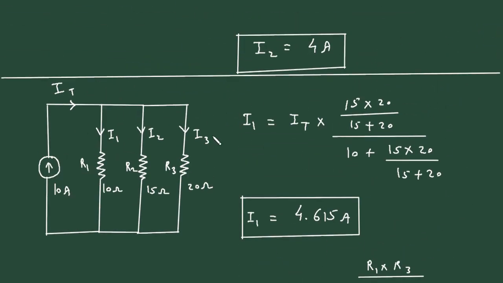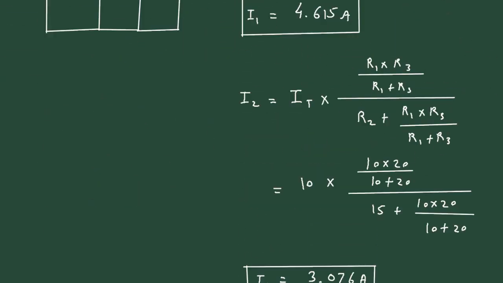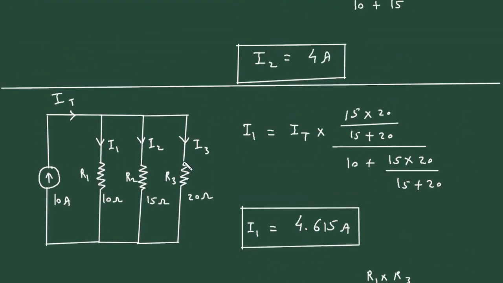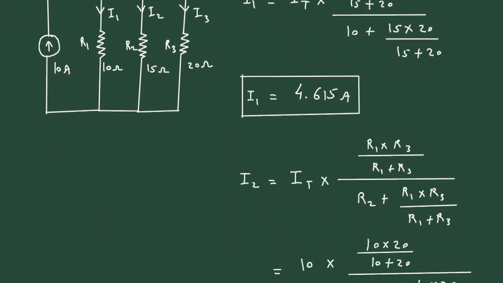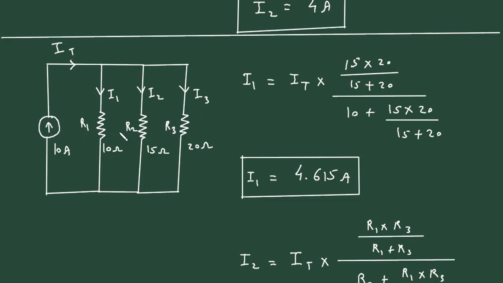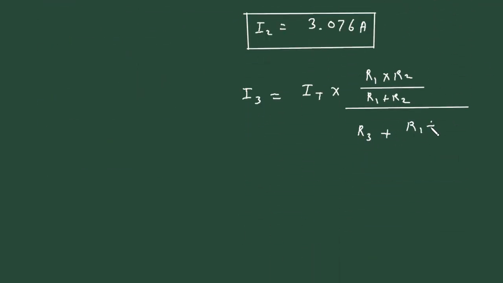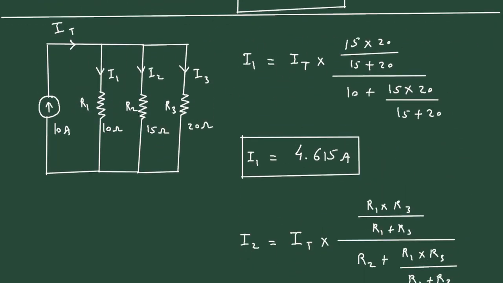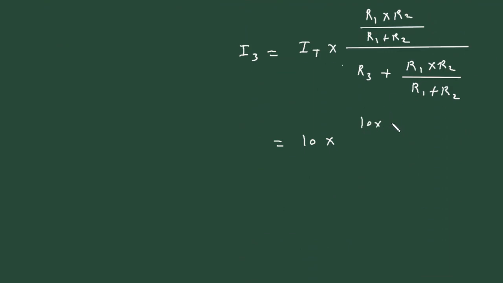R1 plus R2. If we substitute all the values, then the value of IT is 10 ampere multiplied by resistance R1 value is 10 ohm divided by R1. R1 is again 10 plus R2. R2 is 15 ohm. If we solve this in calculator, so it will be 10 multiplied by 10 divided by 10 plus 15. So it is 4 ampere. This is the value for I2.